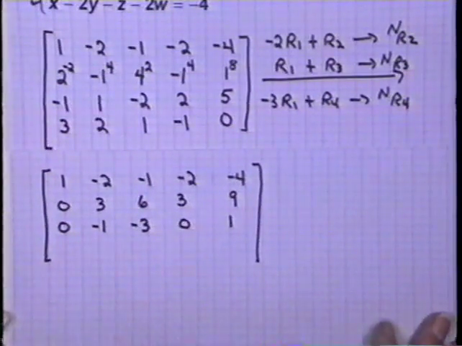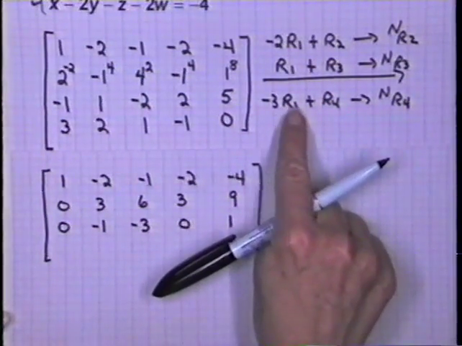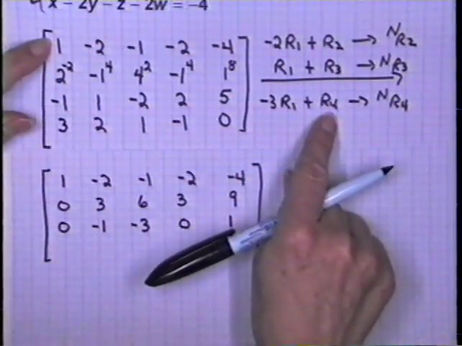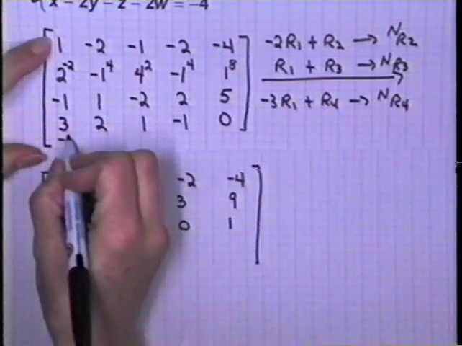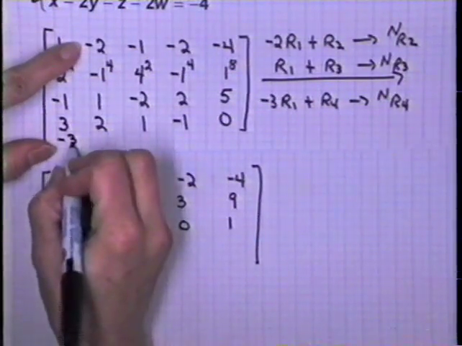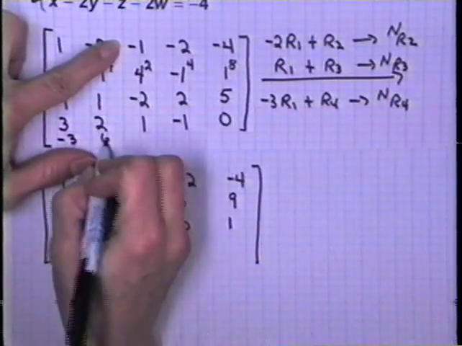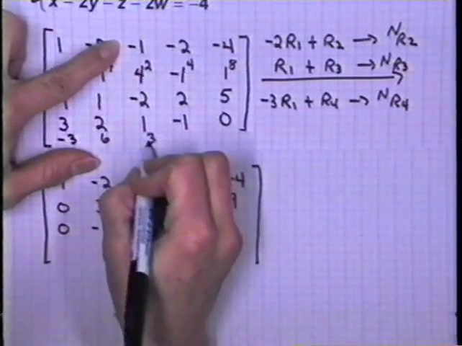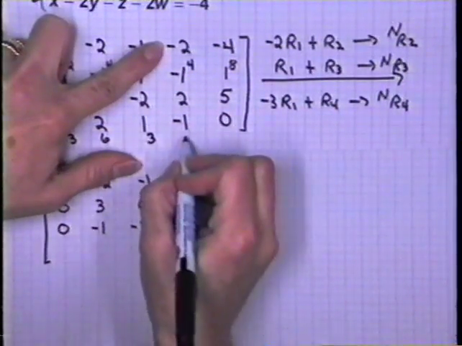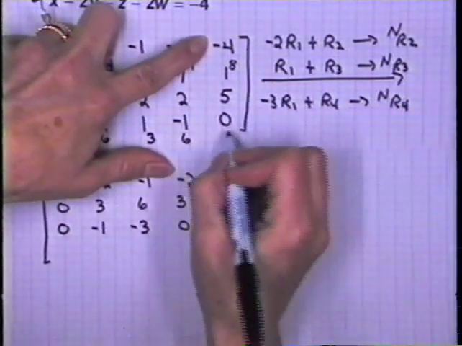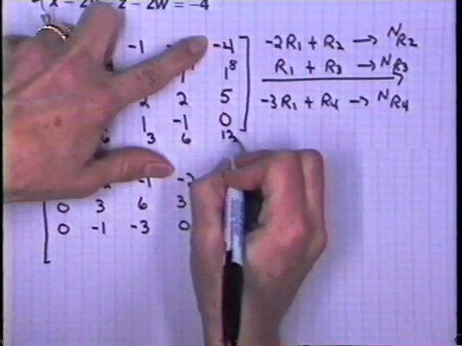Then one more here. I'm going to multiply -3 times row 1 and add those numbers to row 4. So looking at row 1, if I multiply by -3, I get a -3. -3 times -2 is +6. -3 times -1 is +3. -3 times -2 is +6. And -3 times -4 is +12.